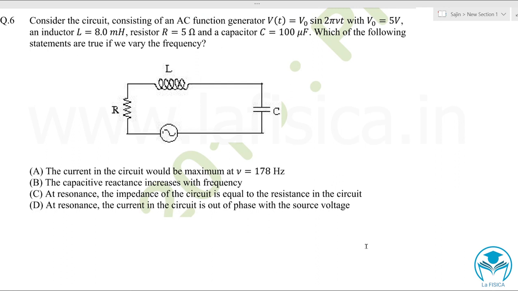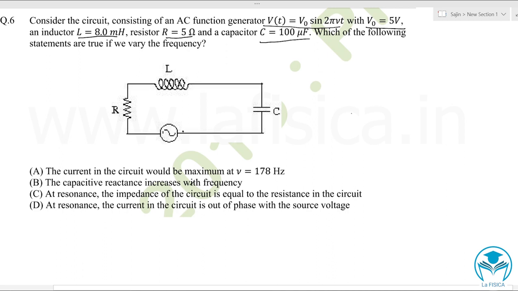Consider the circuit consisting of an AC function generator, that is a voltage source, V of t is equal to V0 sin 2 pi mu t, with V0 equal to 5 volts, and here one inductor L is 8 mH, resistance R is 5 ohm, capacitance C is 100 microfarad. In this question we have to check which statements are true if we vary the frequency. Let us see the first statement. The current in the circuit would be maximum at mu equal to 178 Hz.